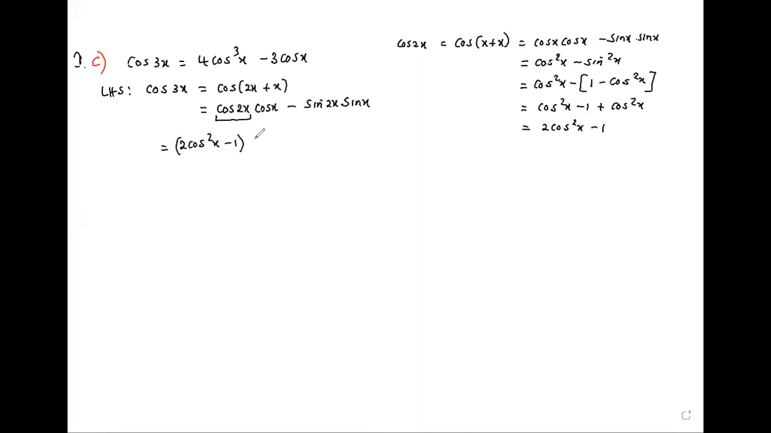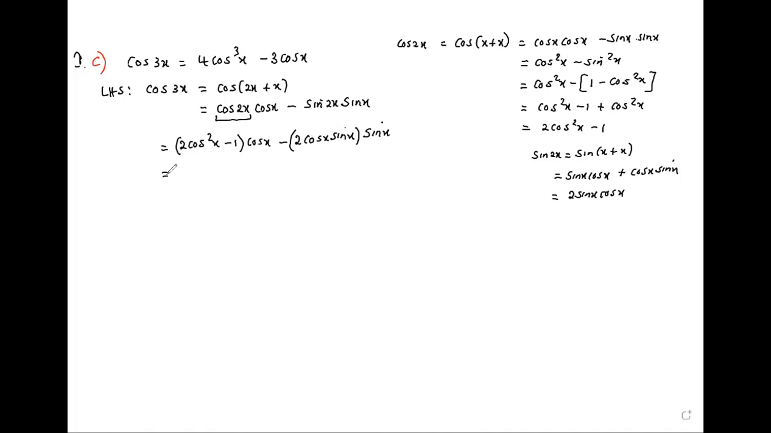This is being multiplied by cos x, minus sine 2x. Sine 2x is the same as sine of x plus x, which is sine x cos x plus cos x sine x. Same thing, so you get 2 sine x cos x. So we substitute 2 cos x sine x where there was sine 2x, and then multiplied by sine x.